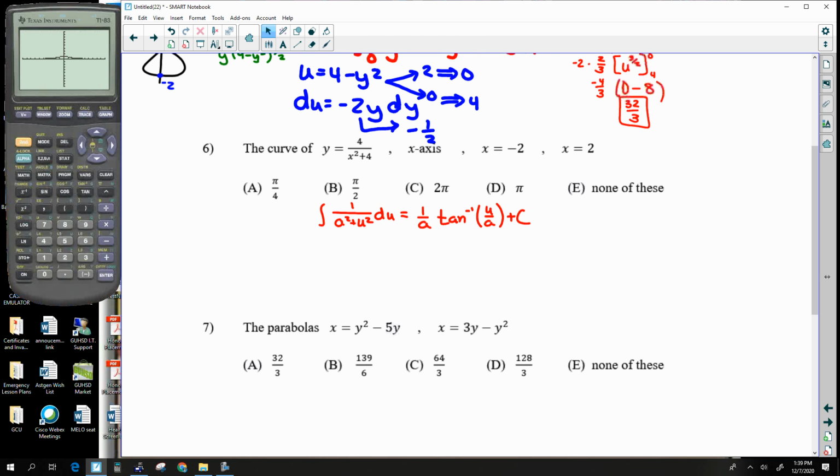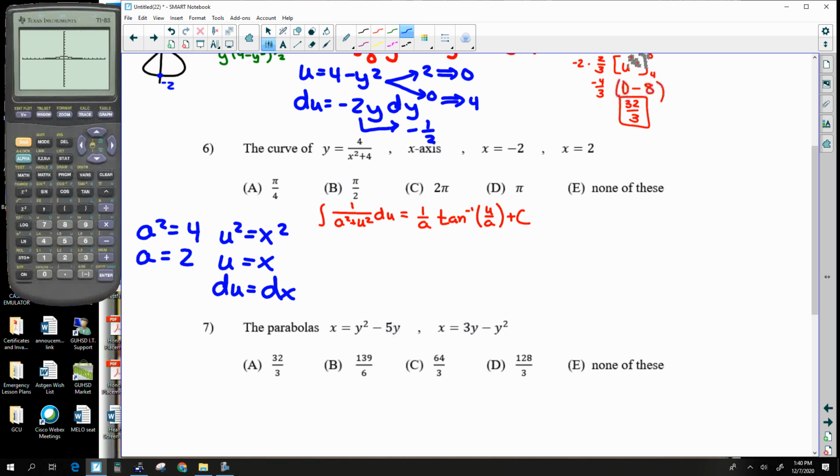Okay, so what we have is my a squared is 4. That makes a equal to 2. u squared is equal to x squared. That makes u equal to x, and du is equal to dx. All right, so the only thing that I can't really figure out is this 4. So I'm going to take that 4 to the outside, and then I think everything will be good to go. It's also worth noting that -2 is still -2, and 2 is still 2.